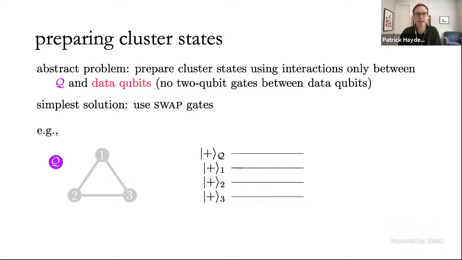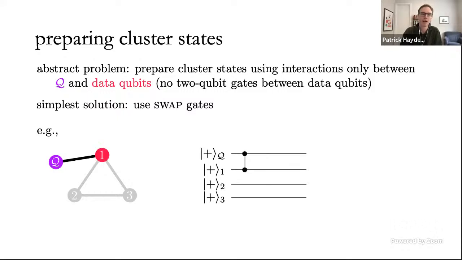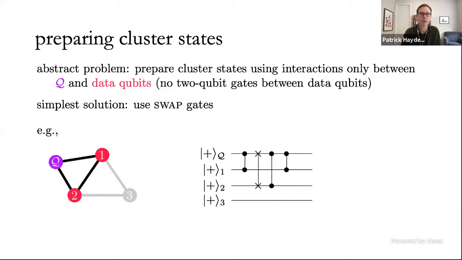So here I want to make a little triangular cluster state, and I have my emitter Q. So what could I do? I could first apply controlled Z between the emitter and the first qubit that's supposed to be part of the cluster state. And then I could swap Q into the position of the 2 qubit. And then I could apply 2 more controlled Zs, and then swap Q into the third position. And then I would have made my cluster state.